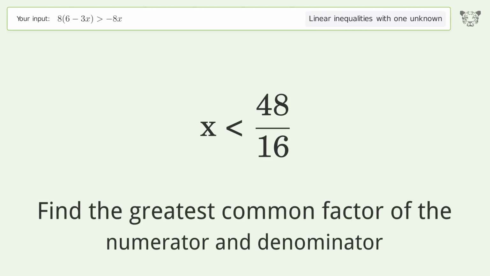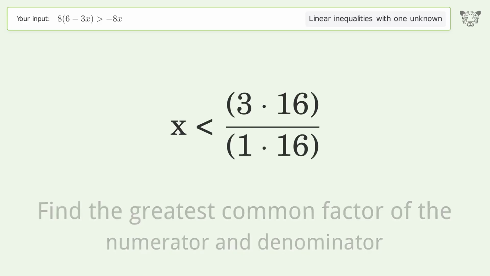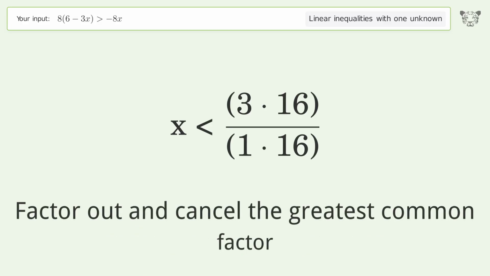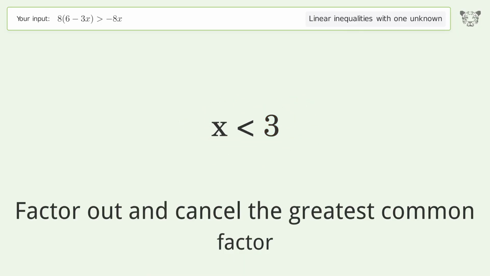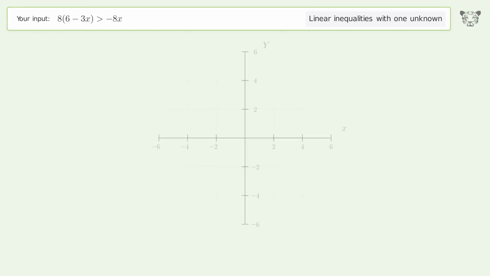Find the greatest common factor of the numerator and denominator. Factor out and cancel the greatest common factor. Plot the solution on a coordinate grid. And so the final result is x smaller than 3.